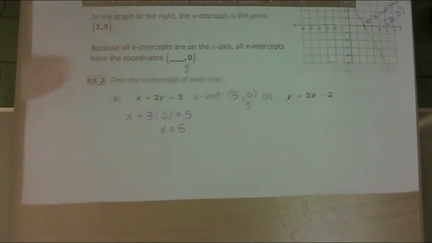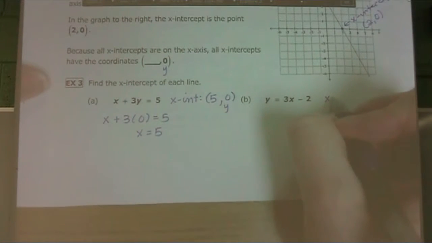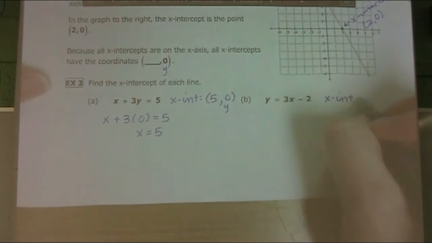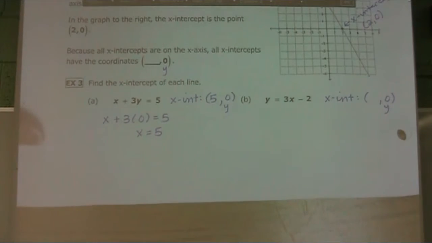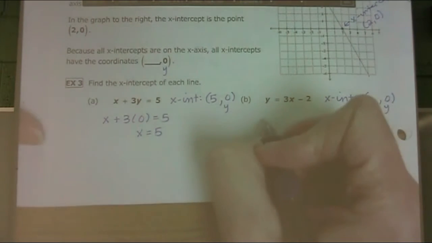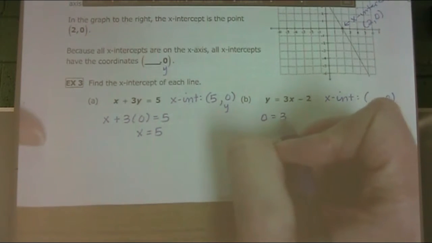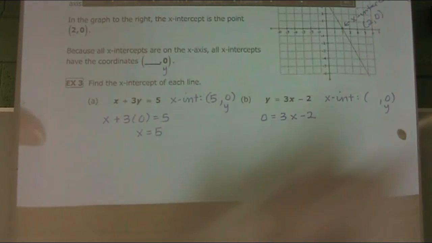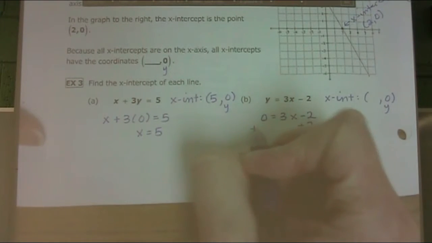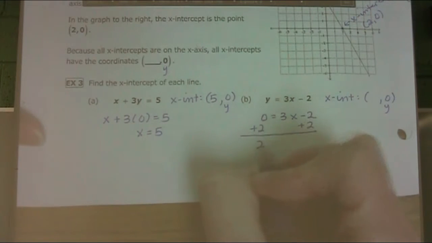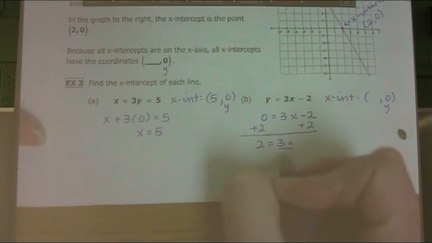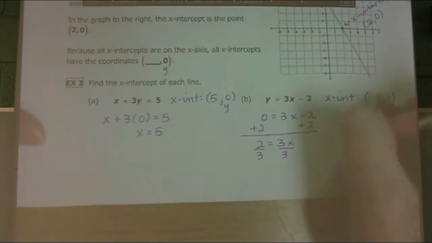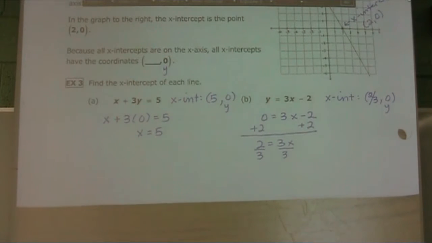In the second example, I know my x-intercept is going to be the point something, 0. And this is a y value, that is 0. So I'm going to plug y equals 0 into this equation and solve for x. So add 2 to both sides. And I have 2 equals 3x. Divide both sides by 3. X equals 2/3. So that's how I find y-intercepts and x-intercepts.